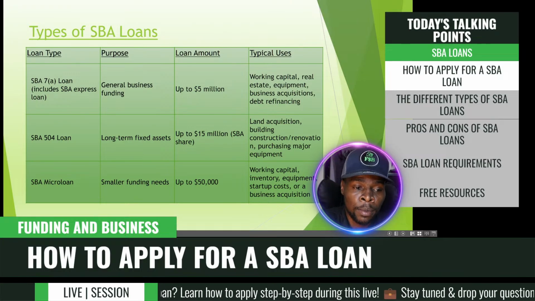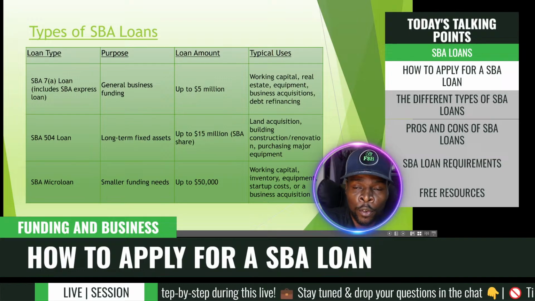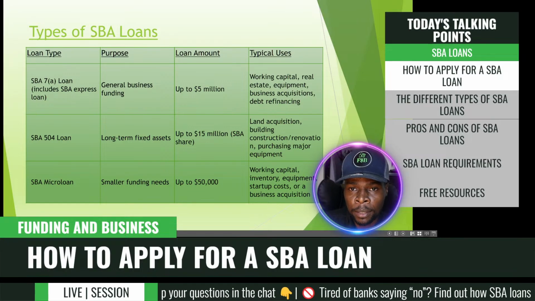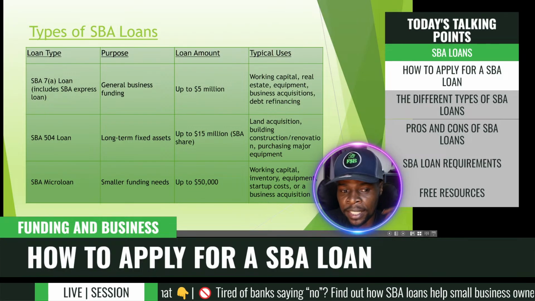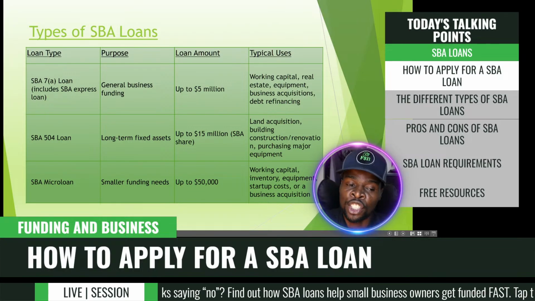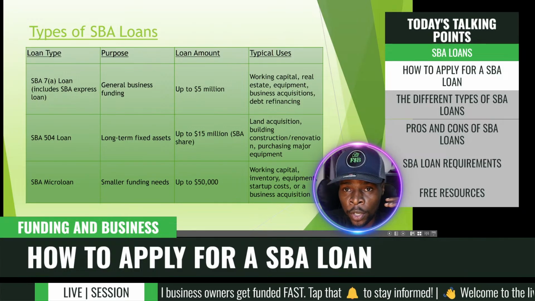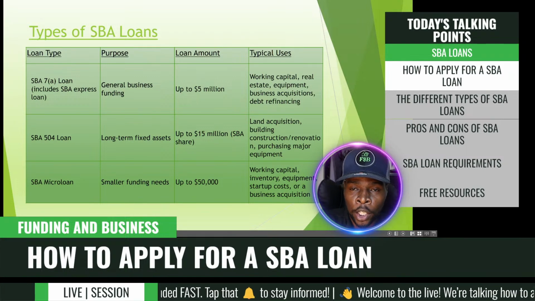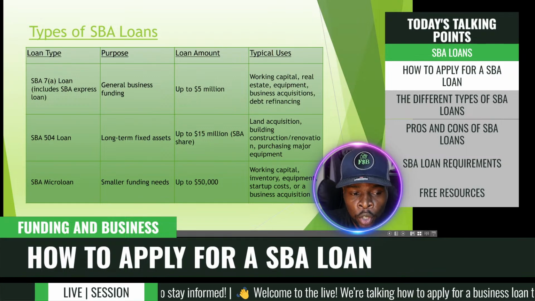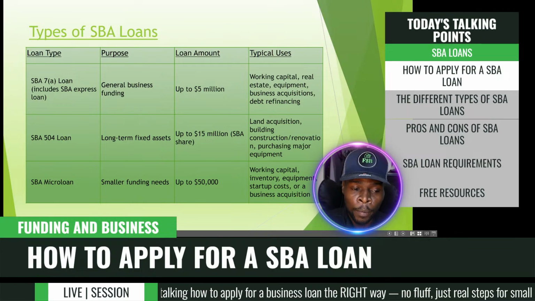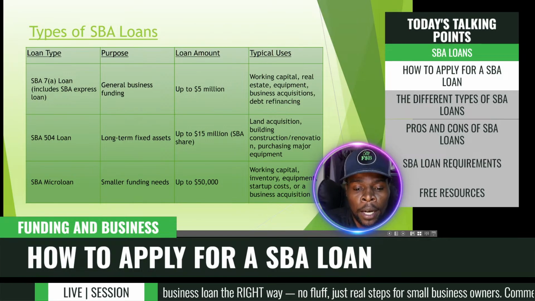Now, the last one is the SBA 504 loan, and by the way, these are just the three main ones, but there's several different types of SBA loans, like for disaster relief. Again, at the end of this video, I'll show you guys lenders you can match with, and you can see the different types of SBA loans. This is just a summary of the three top ones that are usually applied for.